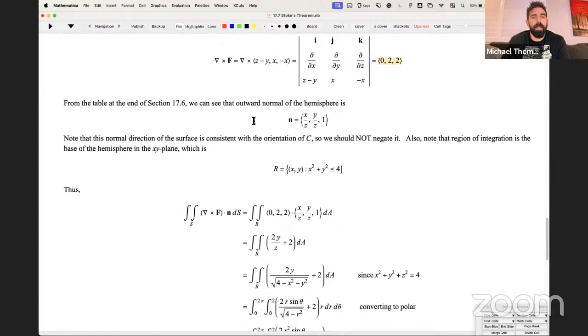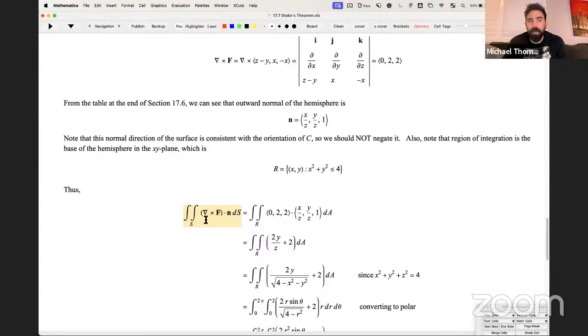Let's see, we're going to need a normal vector. Okay, so we can look this up in the table because we have a hemisphere, which is part of a sphere. There it is. You've got to make sure it points in the right direction. The z component is positive, so it's pointing in the right direction. So we don't need to negate it or anything. And then we'll set up our accumulation of our curl there.